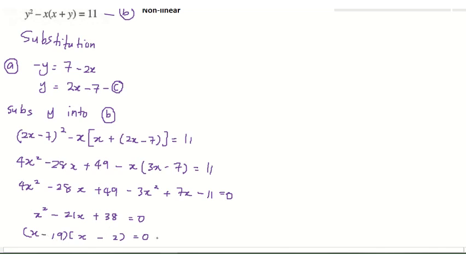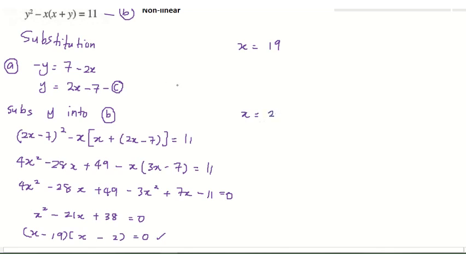Now you finish your factorization. If you cannot factorize, you must use the formula, class. Please remember and refresh again. If you cannot factorize to get the roots, to get the value of x, you must use the formula and you must show your formula steps in solving x. Now x is equal to 19 and one more, x equal to 2.